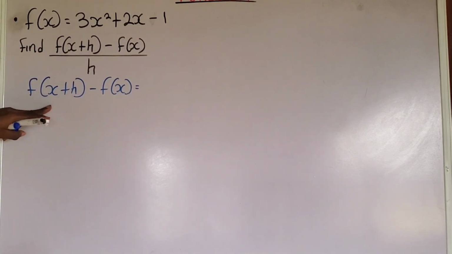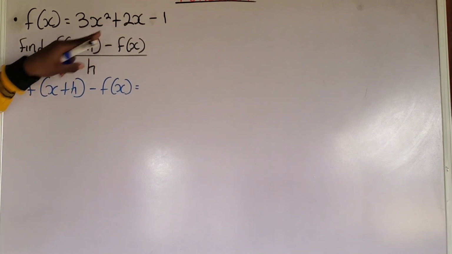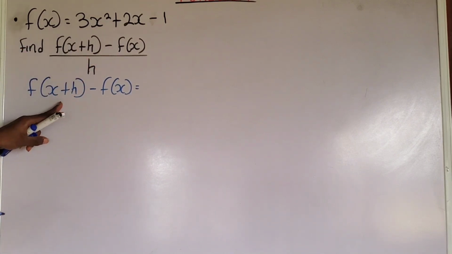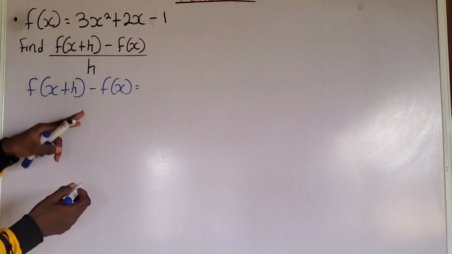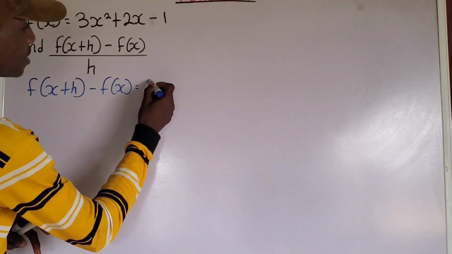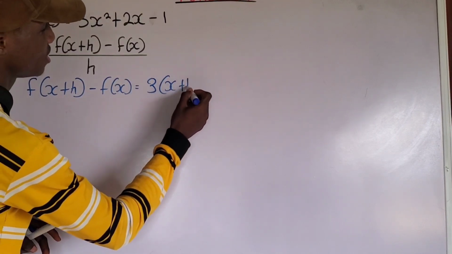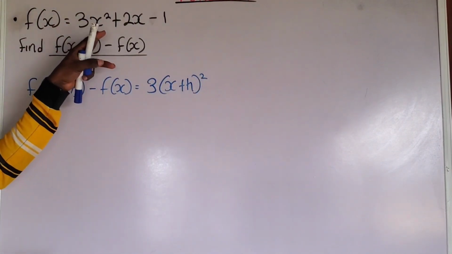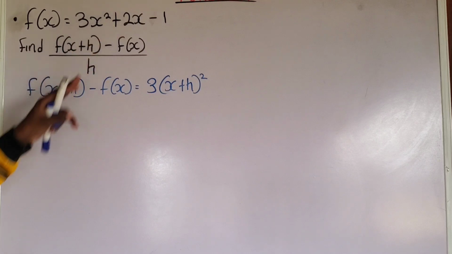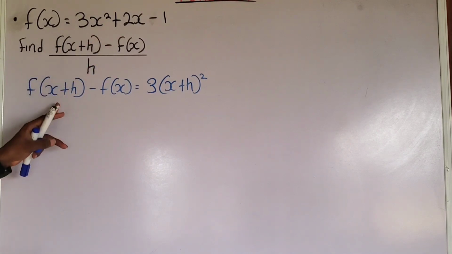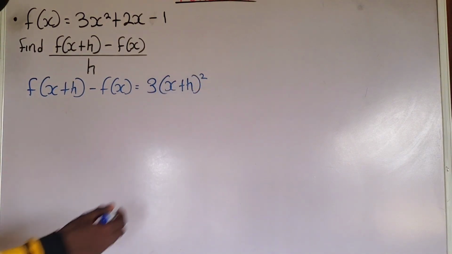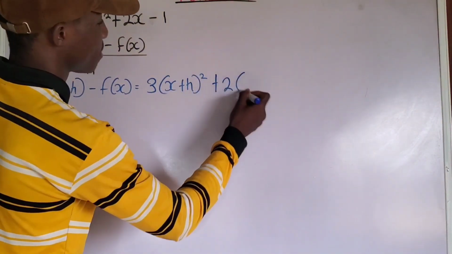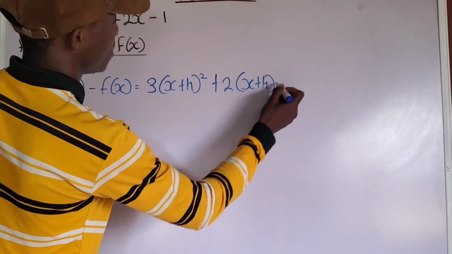So, to get the value of f of x plus h, you have to substitute the value of x. You replace x in this function with x plus h. Do you understand? So for this, when x is x plus h, I'm going to have 3 multiplied by x plus h squared, because the value of x is raised to the power of 2 here. Hence, if x is substituted as x plus h, I'm going to have x plus h squared. You understand? So for this, I'm going to have plus 2 multiplied by x plus h minus 1.